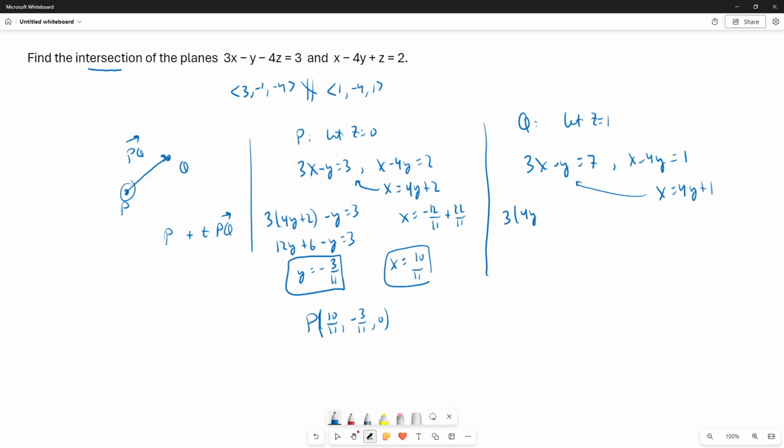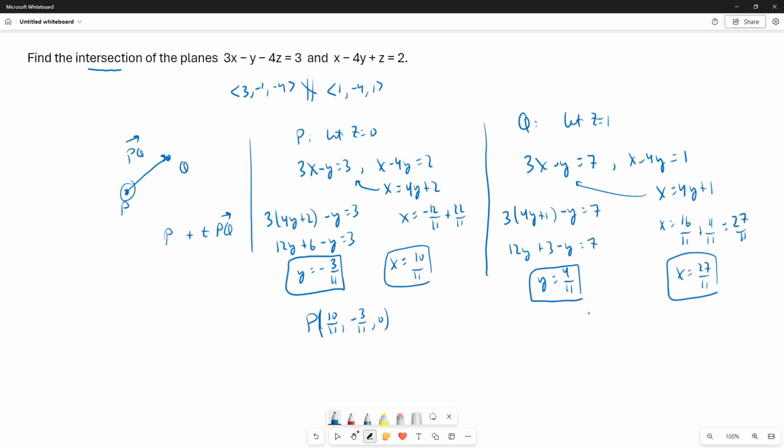Plug that in over here. 3 times (4y plus 1) minus y is equal to 7. 12y plus 3 minus y is equal to 7. 11y is equal to 4. y is equal to 4/11. And then x is 16/11 plus 11/11, which is 27/11. x is 27/11, and so therefore the point Q is the point (27/11, 4/11, 1).